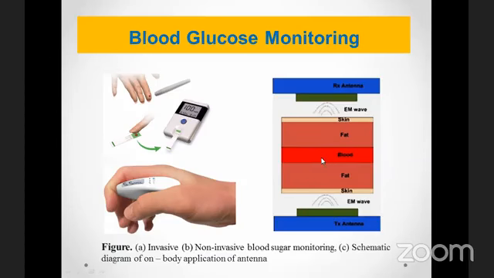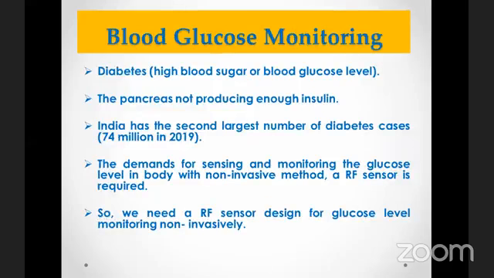So based on blood glucose level within this blood, the electrical properties of these blood tissues change. And we try to make the sensor system with so much precision that this blood glucose level can be measured directly.